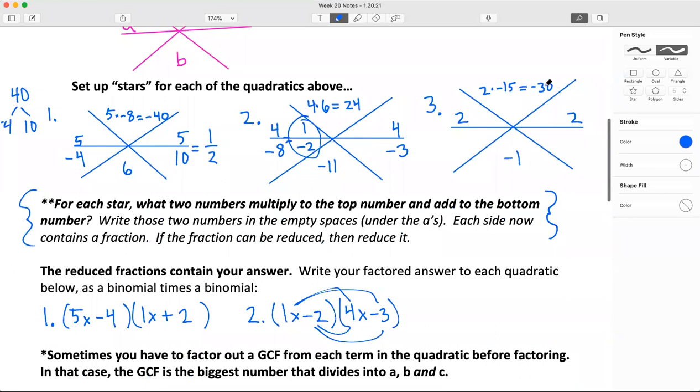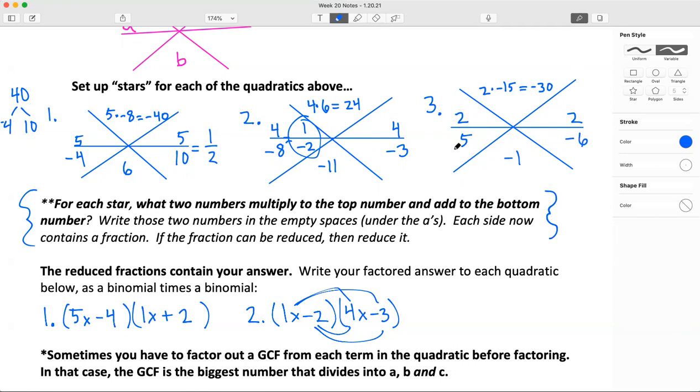Okay, last one. What two numbers multiply to negative 30 and add to negative 1? Well, if they multiply to a negative number, that means that you have a positive times a negative number. So you have the difference of two numbers. So what two factors of 30 have a difference of negative 1, or 1 in that sense? And if you got 5 and negative 6, you were correct. So our two numbers are 5 and negative 6.